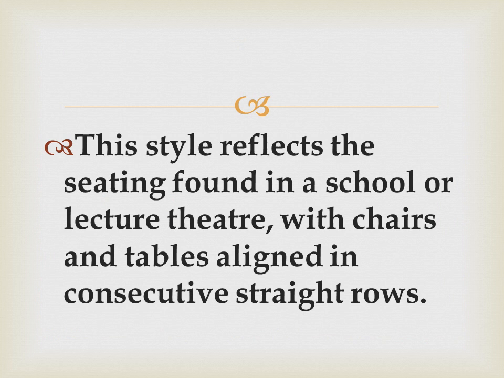As I just mentioned, the reason it is called the classroom style banquet setup is that all the tables and chairs are arranged in the same pattern as in a school, in classes, or in lecture rooms. So what we find here is that chairs and tables are aligned consecutively in straight rows. Consecutive means one after another.